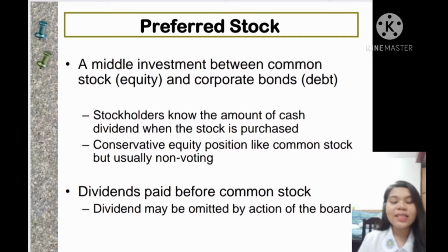And lastly is the preferred stock. A preferred stock is generally considered less volatile than common stock, but typically has less potential for profit.